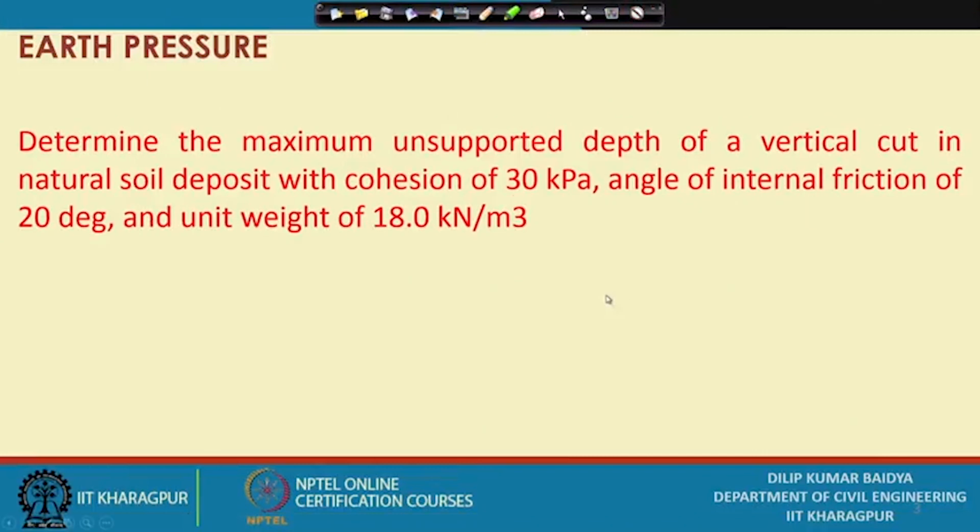Suppose we need to determine the maximum unsupported depth of a vertical cut in a natural soil deposit with cohesion of 30 kPa, angle of internal friction of 20 degrees, and unit weight of 18 kilonewton per cubic meter. So, this is the problem. We have discussed the theory that in the active case, the expression for PA equals sigma 1 Ka minus 2 C root Ka.